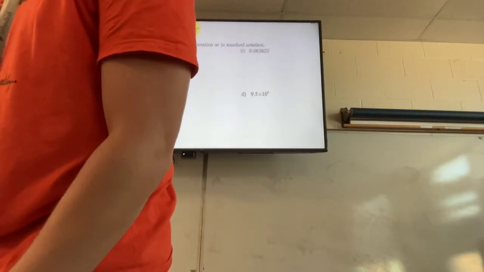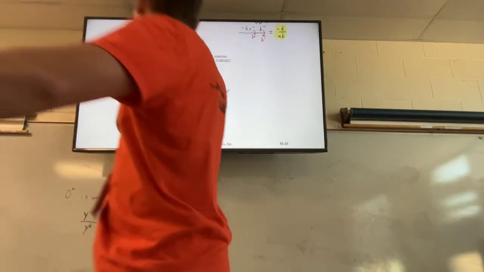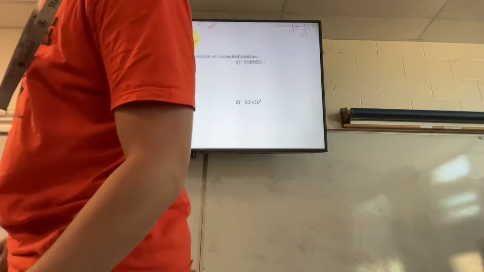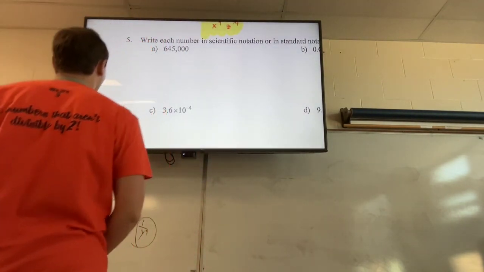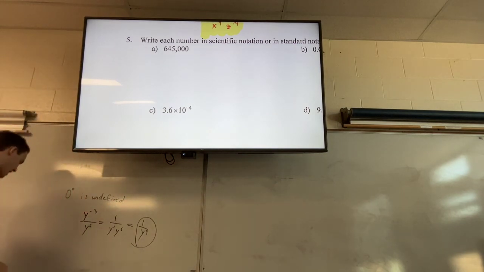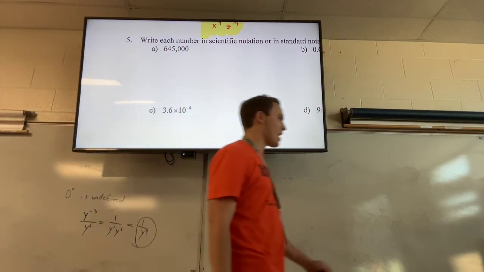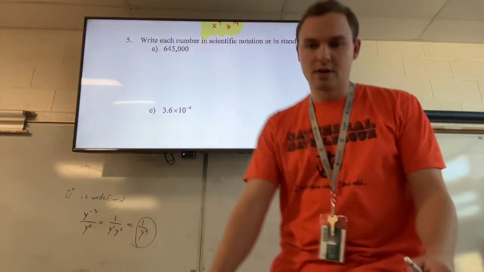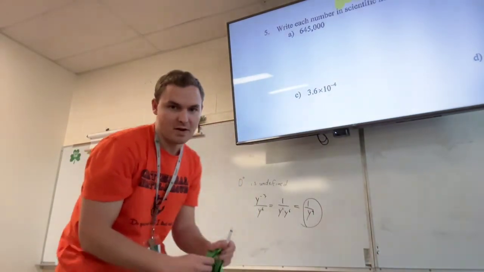Okay, so can we do this? Are we okay to move on to 5A? Okay, cool. 645,000. We want to rewrite it in scientific notation. So let me make sure the camera's pointed over here because I'm going to use the whiteboard for this. Okay, that's good.